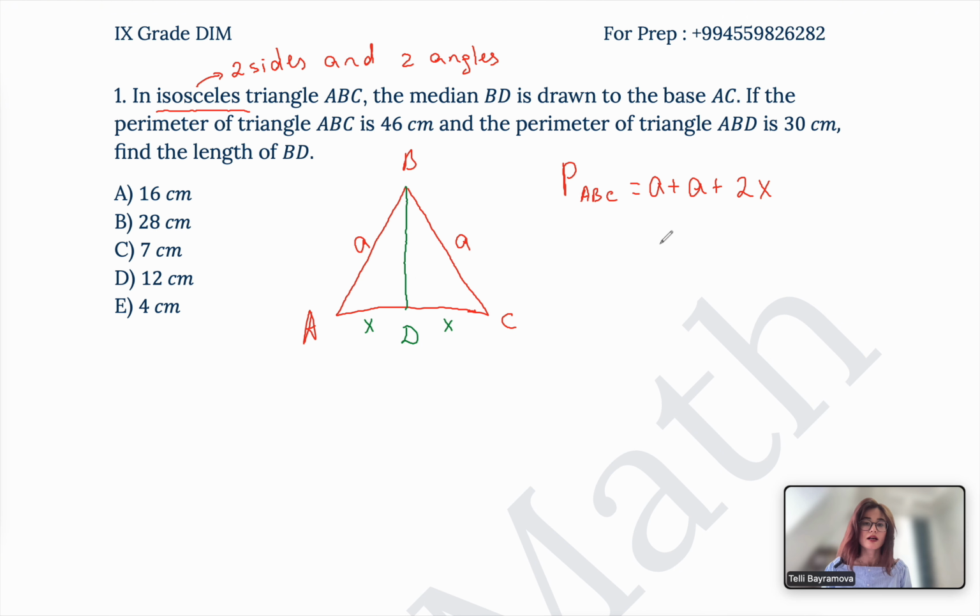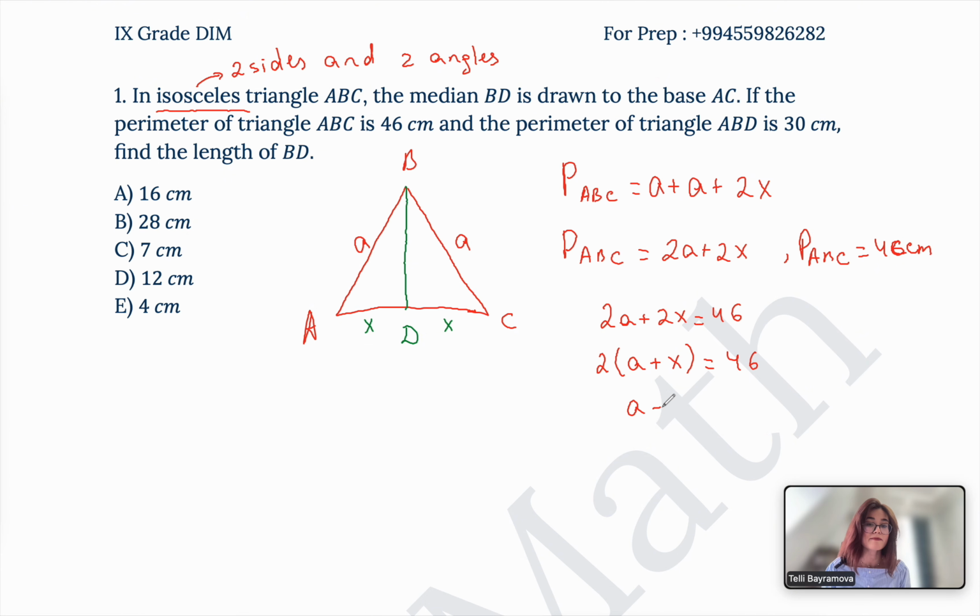AC is 2x. So we can write the perimeter of ABC equals 2a plus 2x. Also, the question says that the perimeter of ABC equals 46 centimeters. In this case, can I say that 2a plus 2x equals 46? Yes, I can. Taking 2 out of the bracket, a plus x equals 46. In this case, a plus x equals 23, right? This is what I get first.